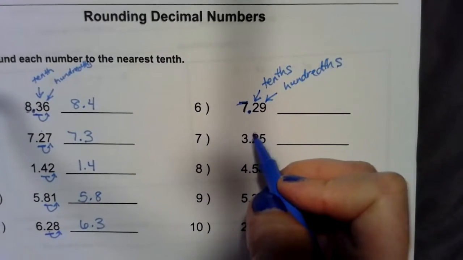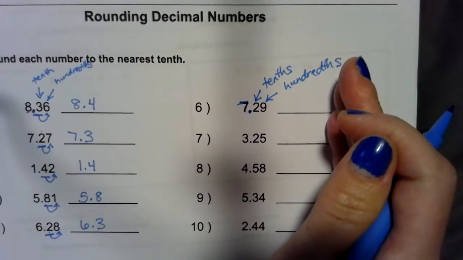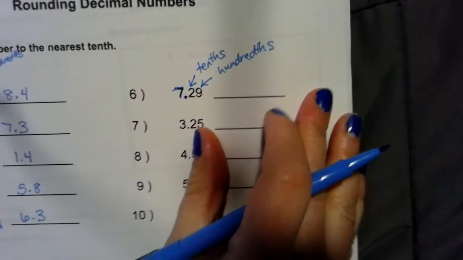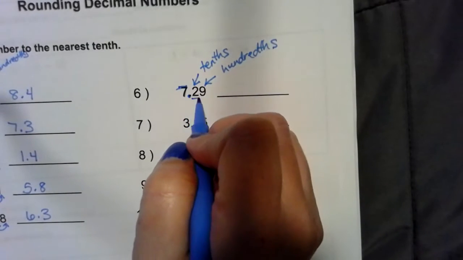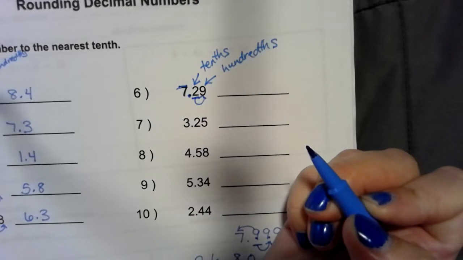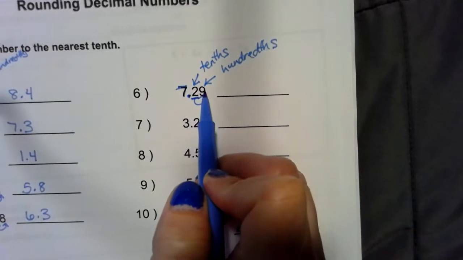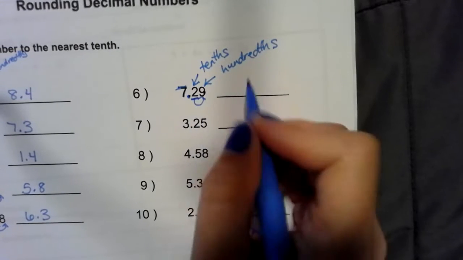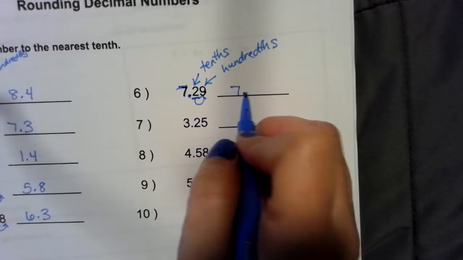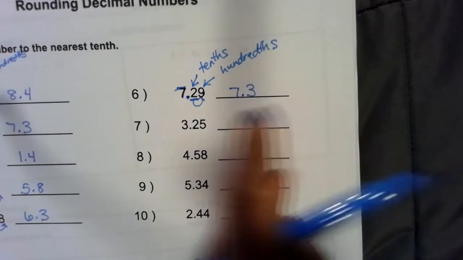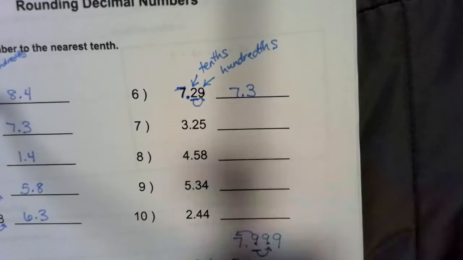So when you have your answer, you should only have one place behind your decimal, one number, because we're rounding to the nearest tenth. So here in our tenth spot, we have a 2. We're going to look to the hundredth spot, which is a 9. And if the number in this spot is 5 or more, it tells us to round up the tenth spot 1. So this would be 7.3. And we don't need anything else because we're only going to the tenth spot.